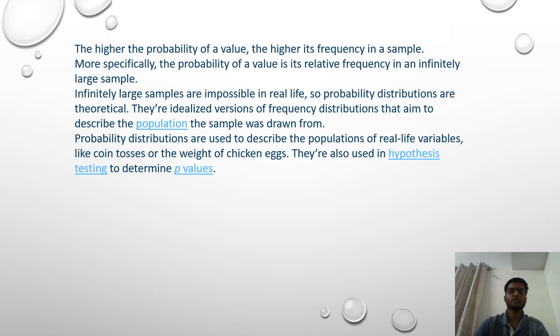Infinitely large samples are impossible in real life. So, probability distributions are theoretical. They are idealized versions of frequency distributions that aim to describe the population the sample was drawn from. Probability distributions are used to describe the populations of real-life variables, like coin tosses or the weight of chicken eggs. They are also used in hypothesis testing.